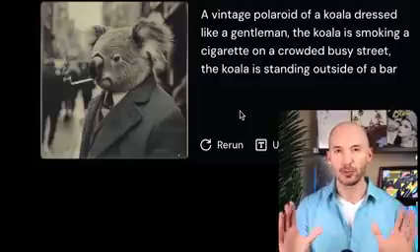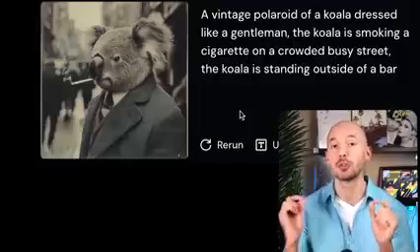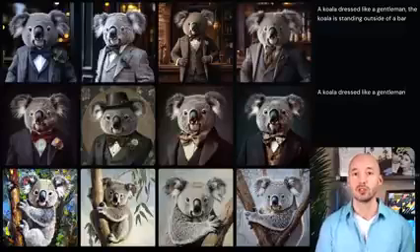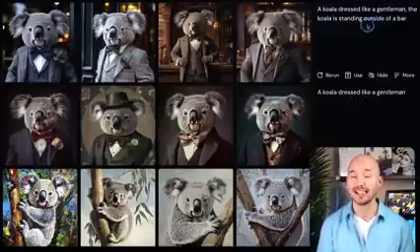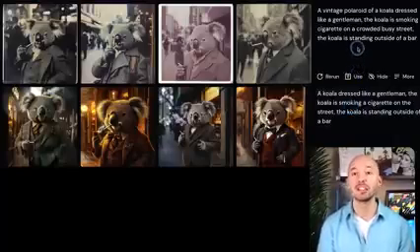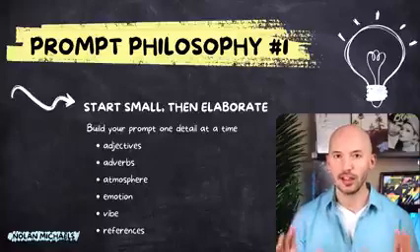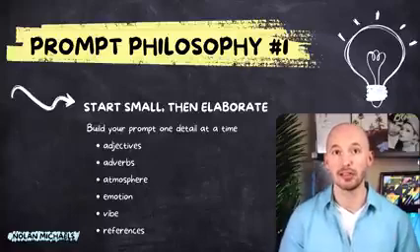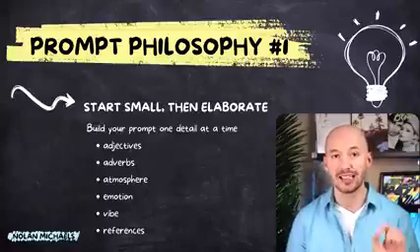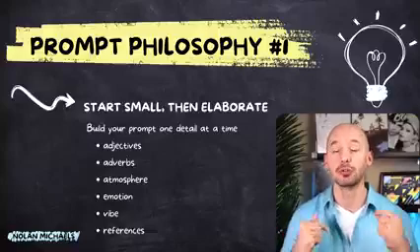Instead of writing a long prompt like this all at once, start with the most basic version of your vision. So we'll go from a koala to one that's dressed like a gentleman, to one that's standing outside of a bar. Then we have him smoking a cigarette, and now we have a vintage Polaroid of a koala dressed like a gentleman. The koala is smoking a cigarette on a crowded, busy street. The koala is standing outside of a bar. Do not get overwhelmed by all the possibilities. You don't have to write long prompts like that right away. Start small and build your way up.